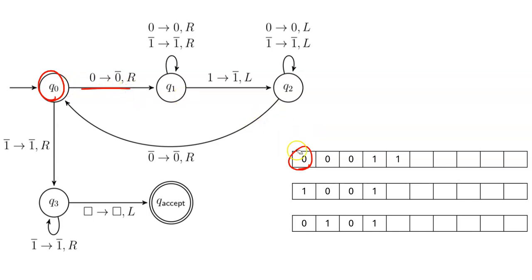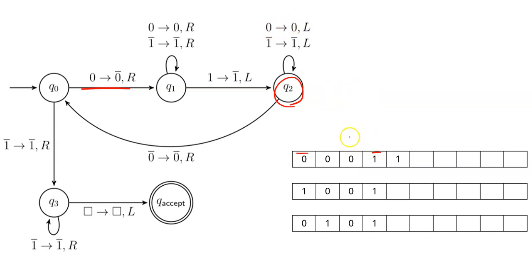This line here means we turn the 0 into a marked 0 and we move to the right. So we're now here in state Q1. And you can see now we keep moving to the right until we hit a 1. So we end up here, we're in Q1, we see the 1, we mark that 1, we move to the left, so we're now here, and we're in Q2.